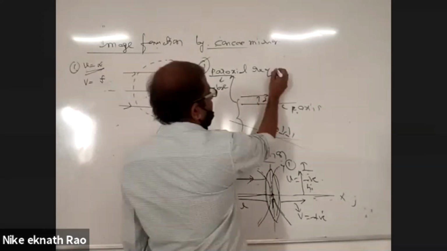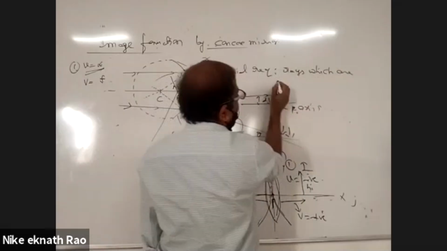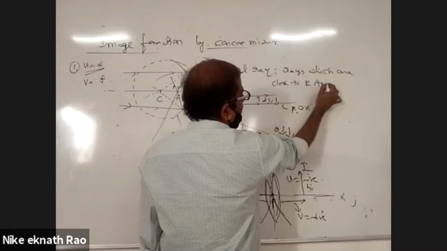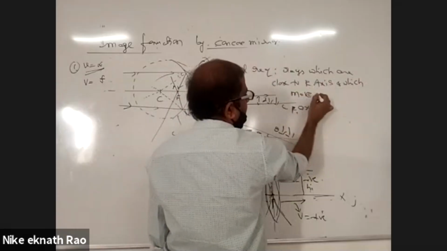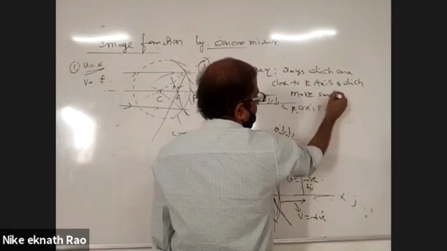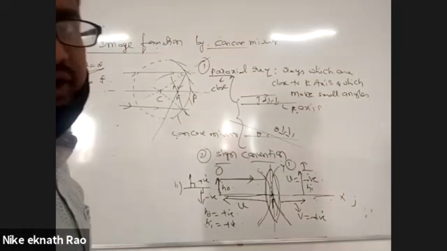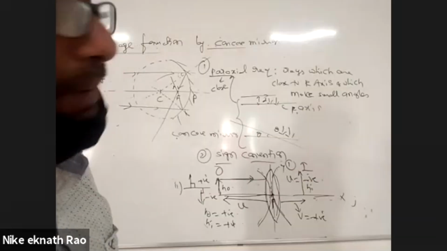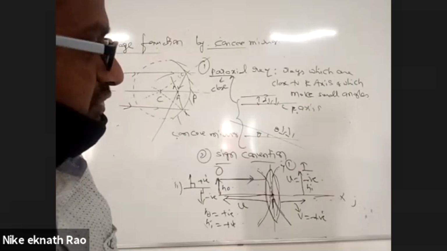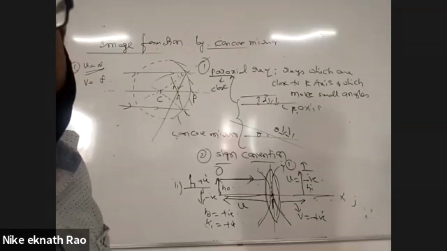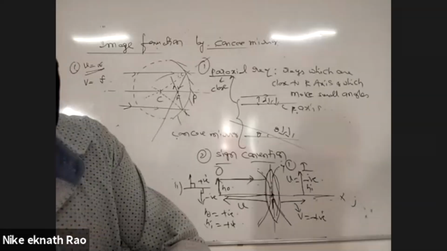What are paraxial rays? Rays which are close to the principal axis and which make small angles with it are called paraxial rays. Para means close. This optics is also called Gaussian optics.